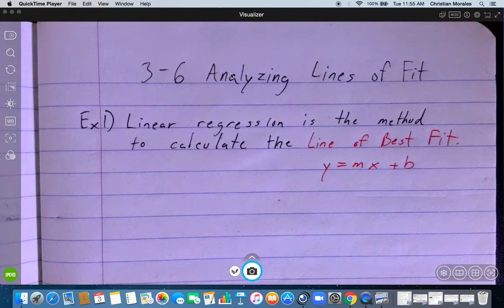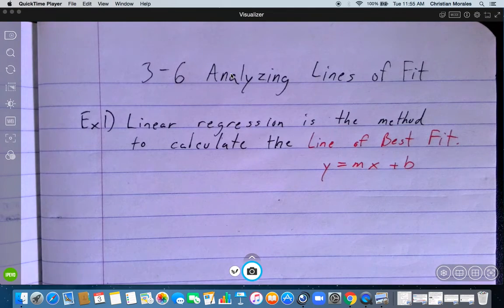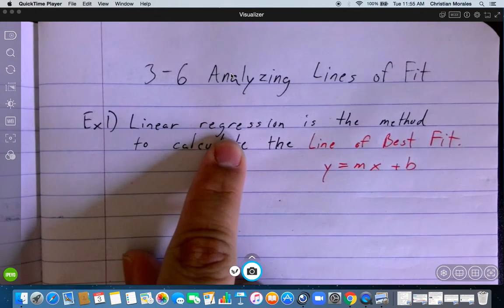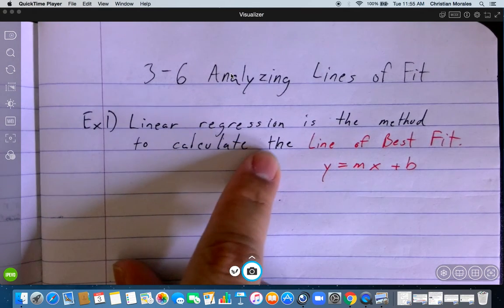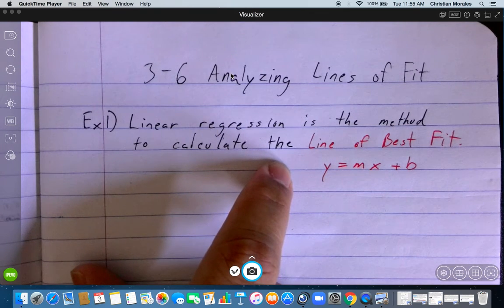Okay, 3-6, analyzing lines of fit. So I'm going to show you today how to use a calculator to find the line of best fit. Basically, in the past, you were picking points to draw the line of fit or the trend line, but the calculator has a way of using linear regression, which is the method that is used to calculate the best line, the line that most fits the data accurately.